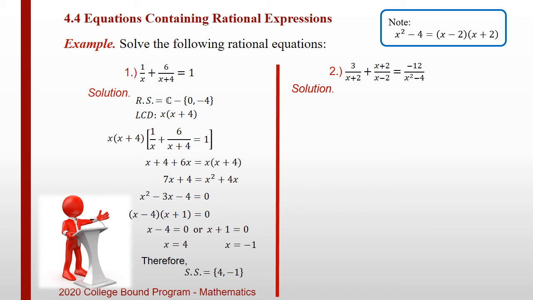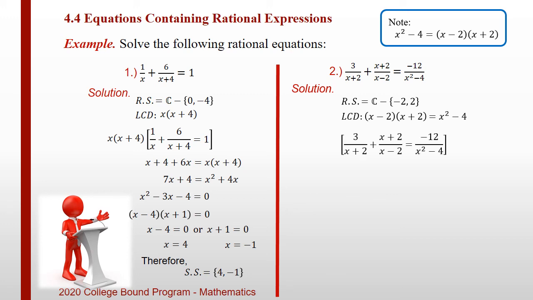From here, we define our replacement set to be the set of complex numbers minus the set containing negative 2 and positive 2. This is because negative 2 and 2 are the values which will make the denominators 0. For the next step, it is easy to see that the LCD is the quantity x minus 2 times the quantity x plus 2, which is simply x squared minus 4.